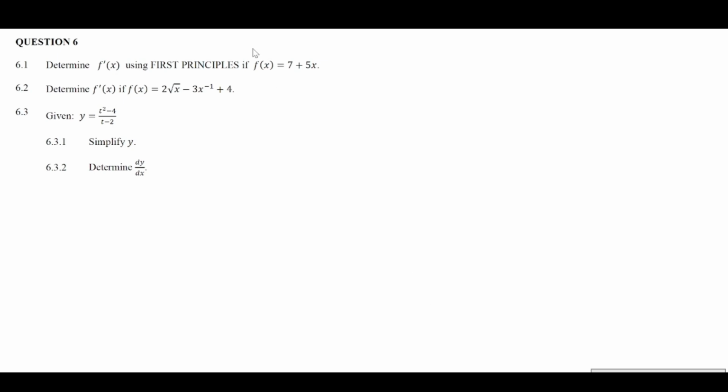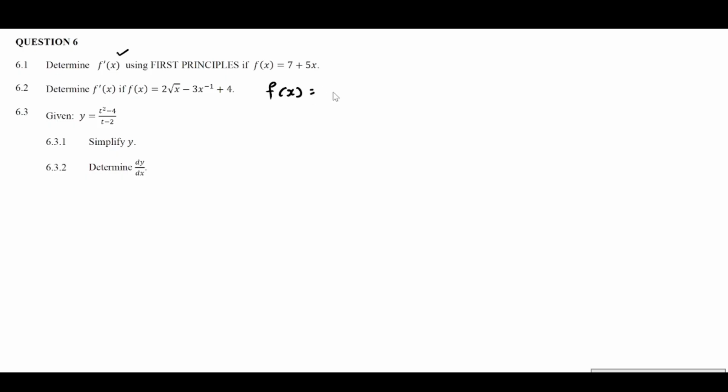Alright, I come back here with another segment. We are continuing with our June examination question paper. We are now on question number 6. The first question says determine f prime of x using first principle if f of x is equal to 7 plus 5x.